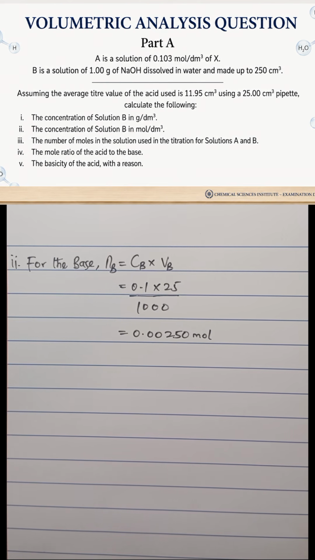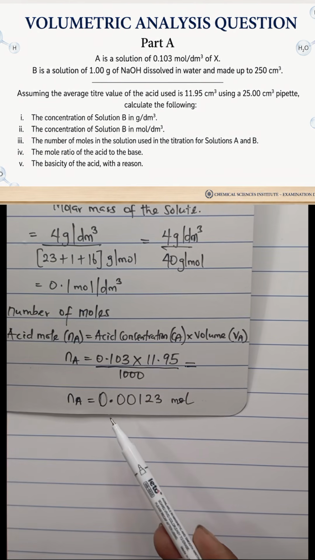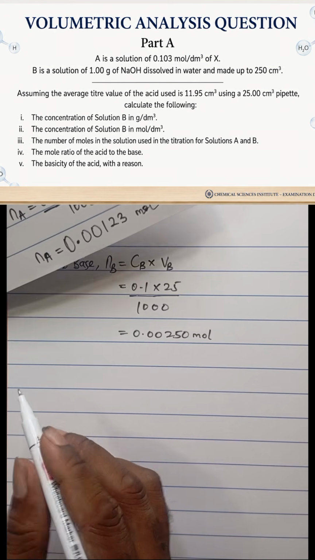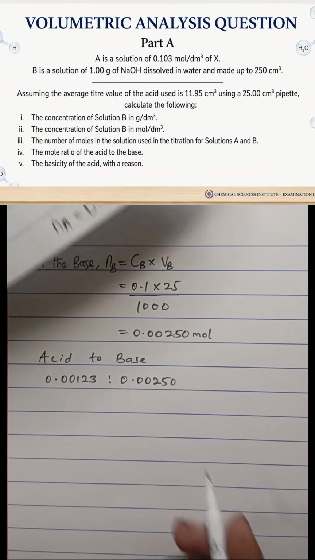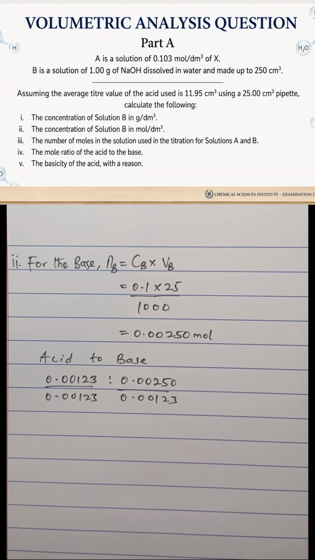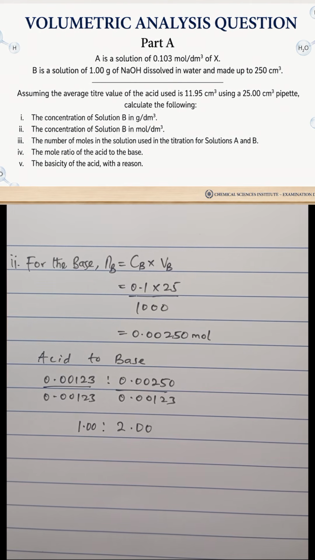If you look at it, they ask us to find the mole ratio of the acid to the base. So let's go back to the acid. The acid is 0.00123 mole. So for the acid, this is the mole we are trying to get. What are we going to do here? Divide both sides by the least. That will give us approximately 2, so let me just use 2 for it. This is the ratio, 1:2.